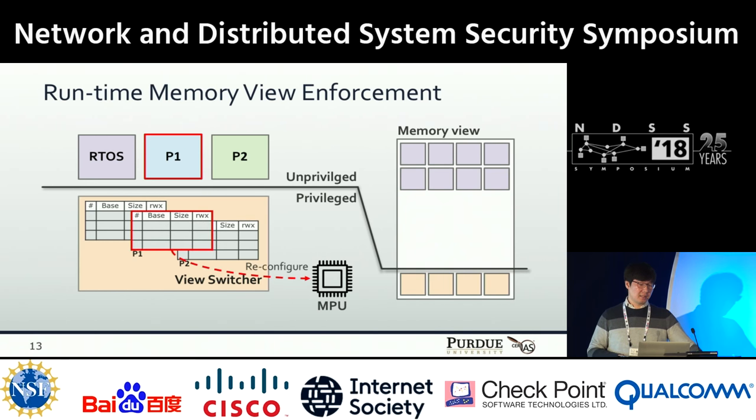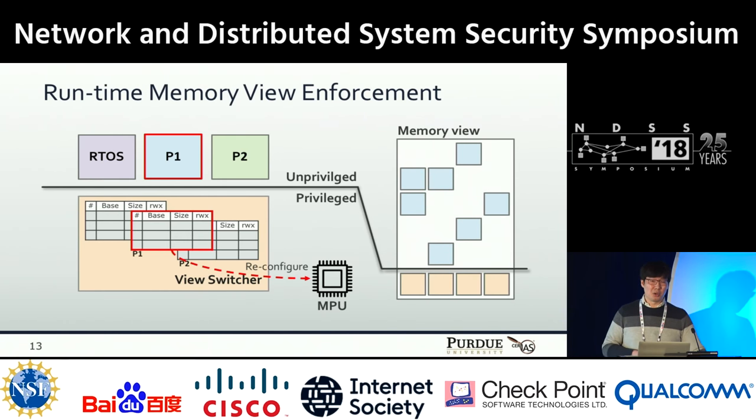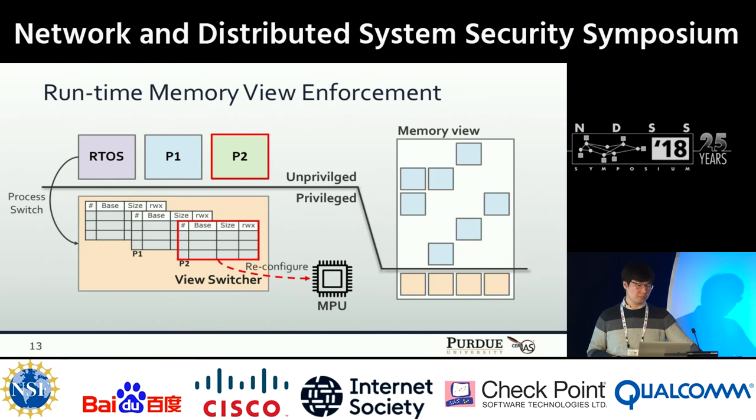And that's the time we reconfigure the MPU with the corresponding memory view for P1, so that when P1 runs, it can only have the memory view that we customize, so that it cannot make any accesses across the process boundary. Similar to P1, when P2 is scheduled in, we again reconfigure the MPU configuration to enforce the particular memory view for P2.